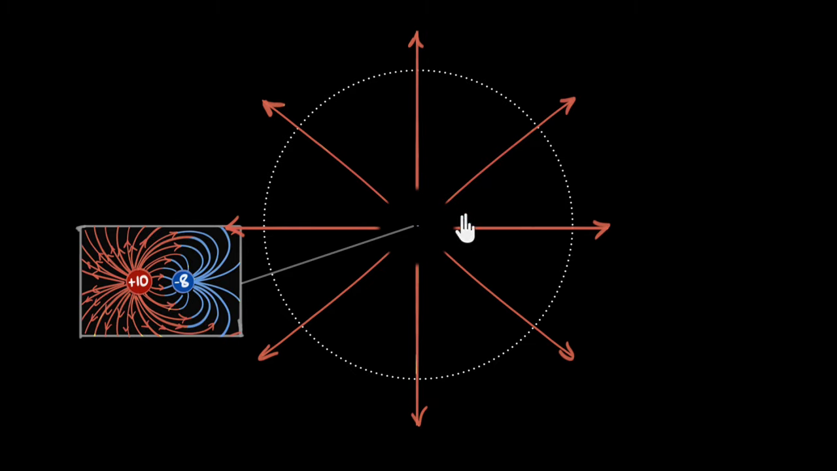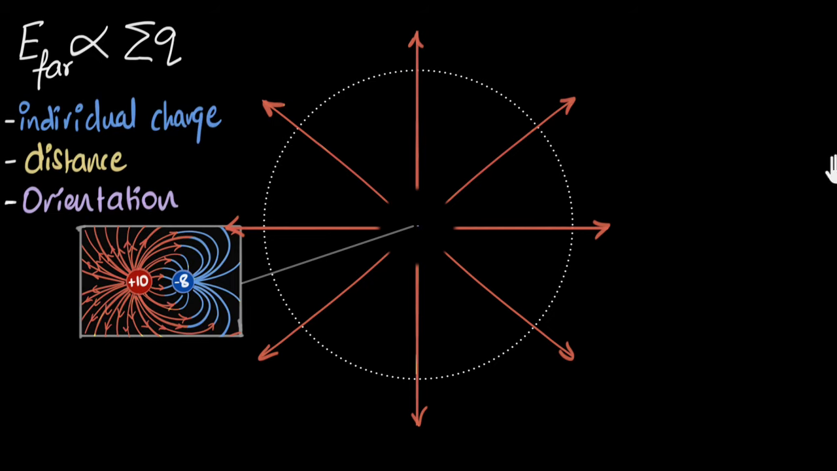So if we summarize, we could now say, what does the electric field far away depend on? It only depends on, in fact, it's proportional to the total charge. That's all that matters. The individual charge, the distance between them, or their orientation, none of them matters. Only the total charge.